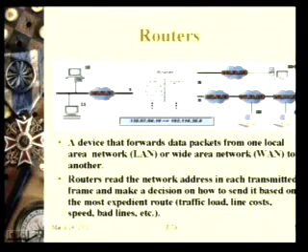Now these are in general devices which are utilized in a physical network. Routers are logical devices. Now what does a router do? A router is a device that forwards data packets from one local area network or wide area network to another. Routers read the network address in each transmitted frame and make a decision on how to send it based on the most expedient route, traffic, load and all those kinds of factors. This kind of router can be built into a computer in bit, or specific devices can be utilized.